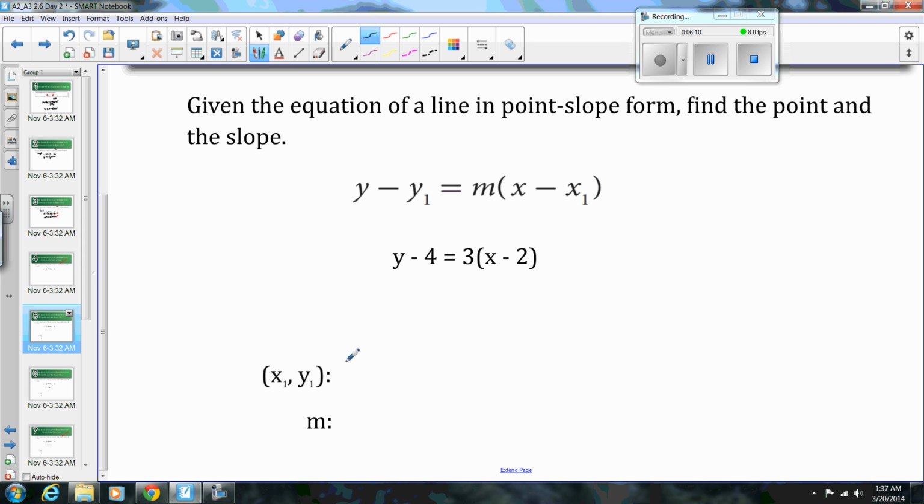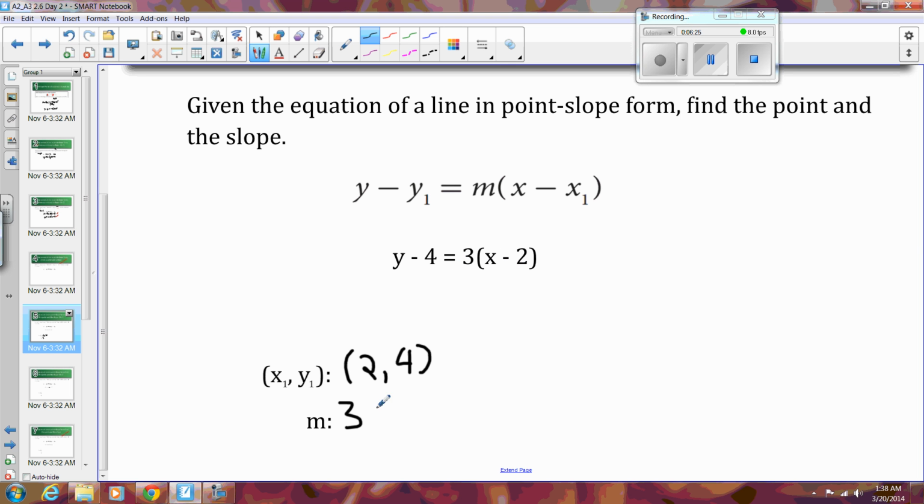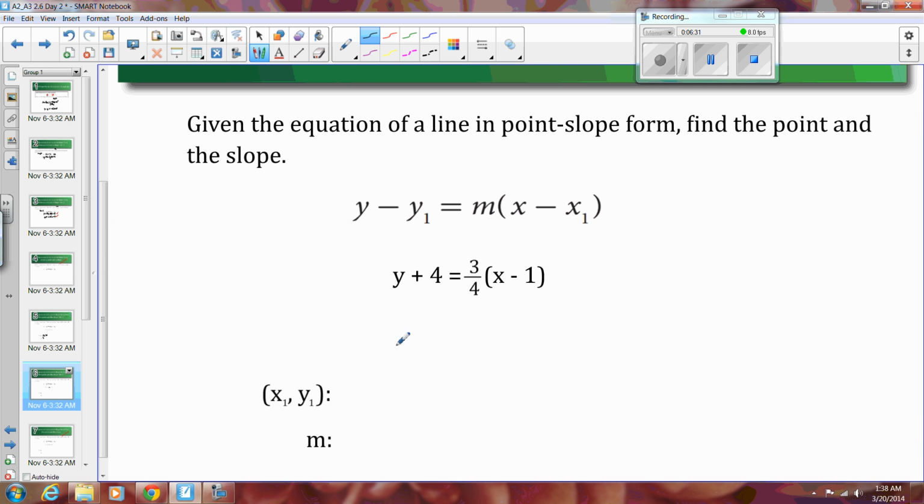the point. So this one, once again, is an easy one to start out with. I'm just taking my known x value, 2, which I got from over here, my known y value, 4, which I got from over here, my slope, just simply the coefficient to this expression in parentheses, is 3. Easy enough, right? Okay, becomes a little bit more challenging. We're dealing with negatives here as well.